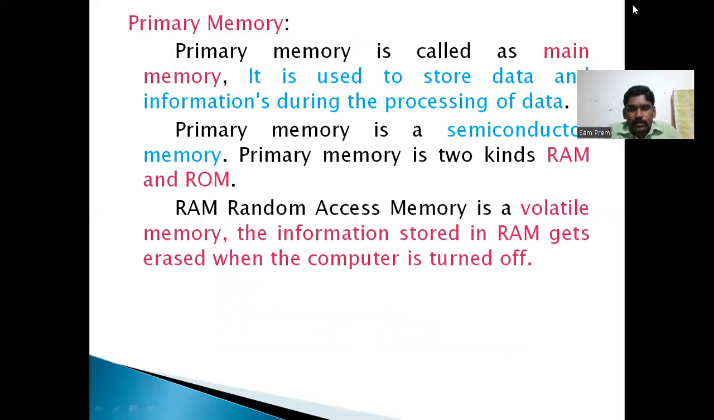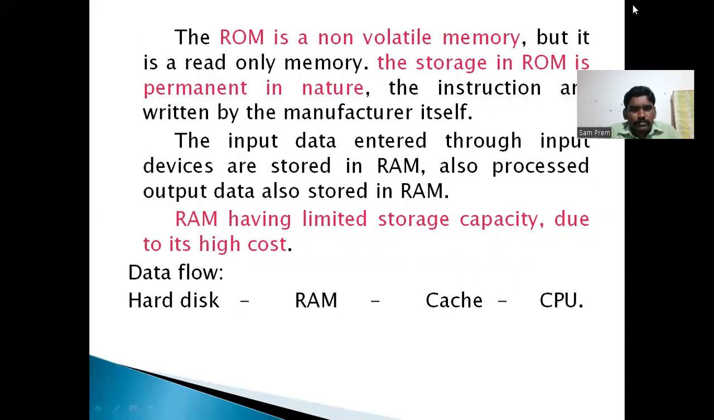Okay. Another one, ROM, is a non-volatile memory. The data will be stored permanently. That means data is stored by the manufacturer itself. These instructions are written by the manufacturer itself. The input data entered through input devices are stored in RAM. Processed output data is also stored in RAM. RAM has limited storage capacity due to its high cost.